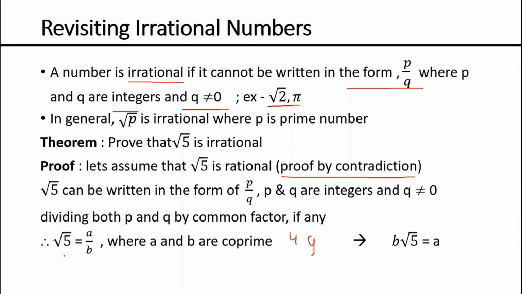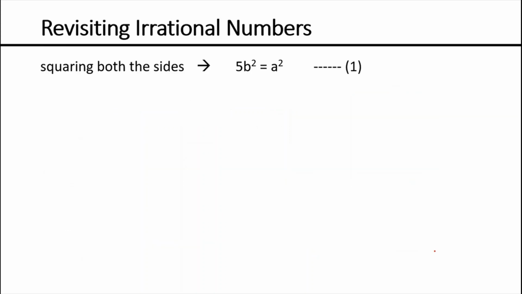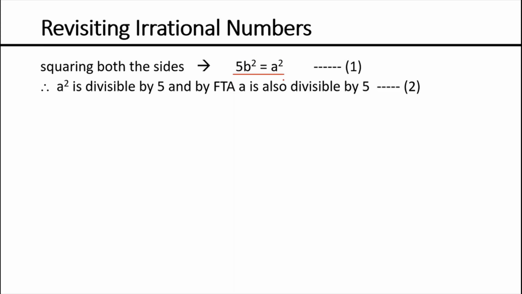Now coming back to our theorem, square root of 5 is equal to a divided by b can be rearranged as b square root of 5 is equal to a. Squaring both sides of that equation, we will get 5b squared is equal to a squared. Now this equation shows that a squared is divisible by 5, because a squared is represented as 5 multiplied by b squared, so 5 is a factor of a squared and hence a squared is divisible by 5. And we have seen in our previous theorem that if a squared is divisible by 5, then a is also divisible by 5.